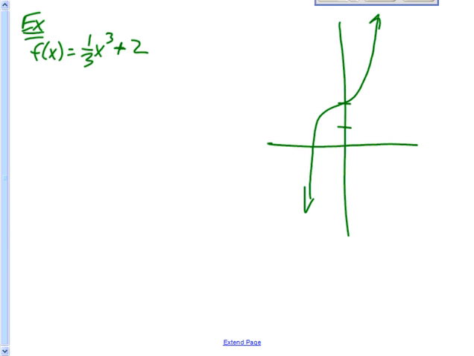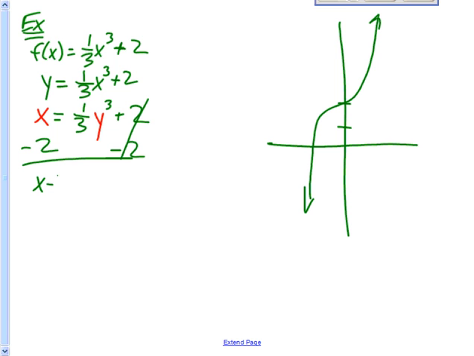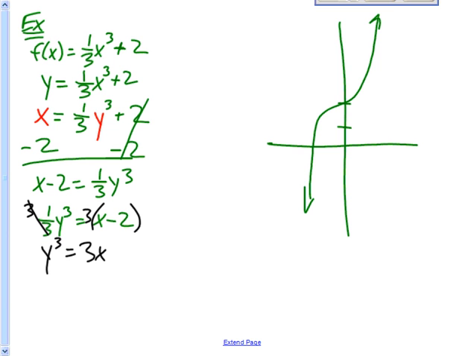So let's go ahead and find the inverse algebraically now. Say f of x, the nickname for y, before I switch them. Let me make that a y. Now let's switch our x and y. So this y becomes x, that x becomes a y. I have to solve for that new y, so I have to get rid of that 2 first. So 1/3 y cubed equals x minus 2. Multiply by 3 on both sides, which means I have to multiply each of those terms by 3. So y cubed equals 3x minus 6.